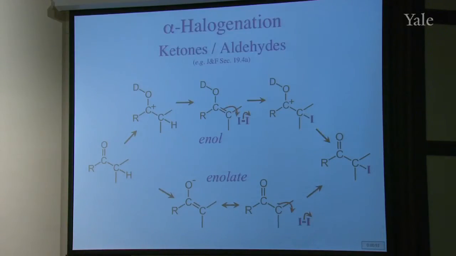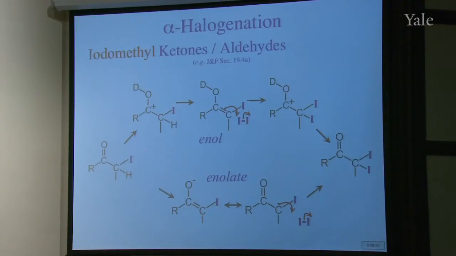Okay, you can also do alpha-halogenation, and it's exactly the same scheme again. The only difference is once you get the enol or the enolate, you react it with a halogen. I've chosen to show iodine here. You can do it with chlorine or bromine as well. So you can make an alpha-halo ketone. Okay? Nothing special here.